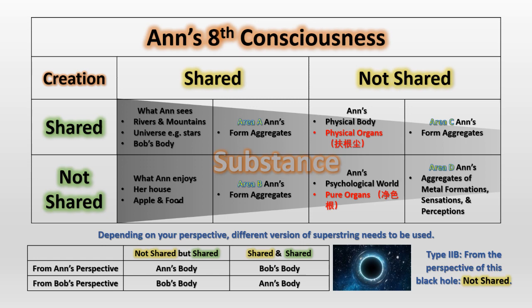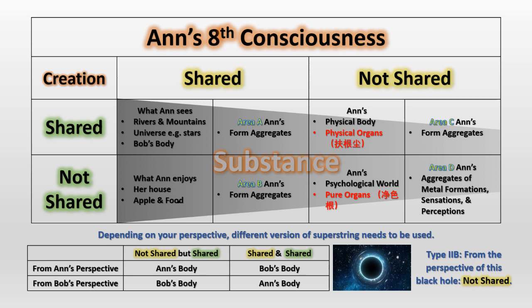For N's body, though it is not shared, it is also shared, as she can donate her blood and her organs. Other people like Bob can accept her blood donation, so Bob must be part in co-creating her blood or even entire physical body. Her physical organs are illusionary sensory organs which are tightly correlated to her sensory experiences from the pure organs. The physical organs, different from the pure organs, are not shared but shared. Shared and shared to N are the rivers, the mountains, the universe, the stars, and Bob's physical body. Shared and not shared to N are her properties like her house, cars, and the food she enjoys.